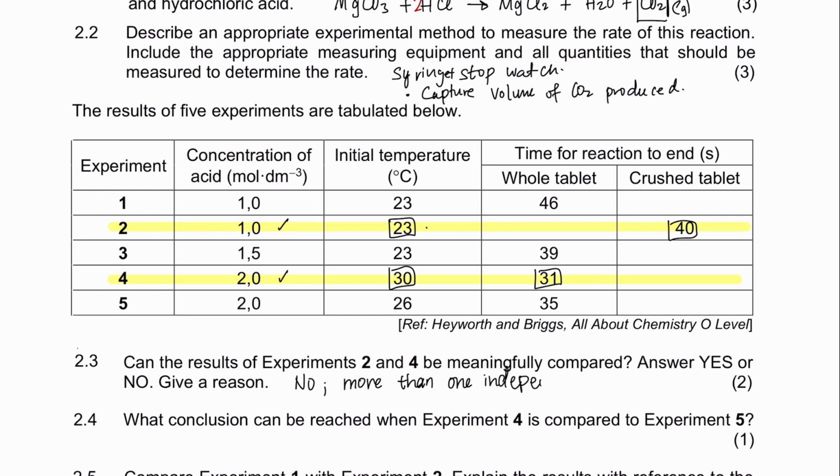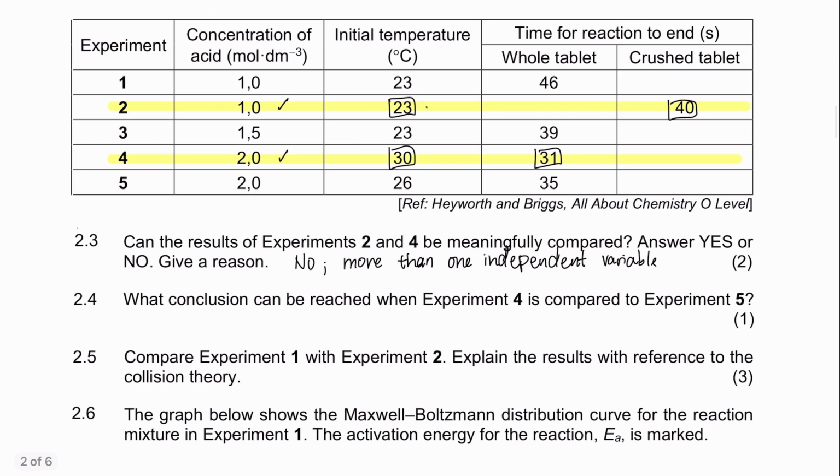Remember, if you want to compare two things, then you need to have one independent variable so you know what's causing the change. So they could have changed the concentration but kept the temperature and the state of division the same. Or basically keep one column, change one column and keep the other columns the same.